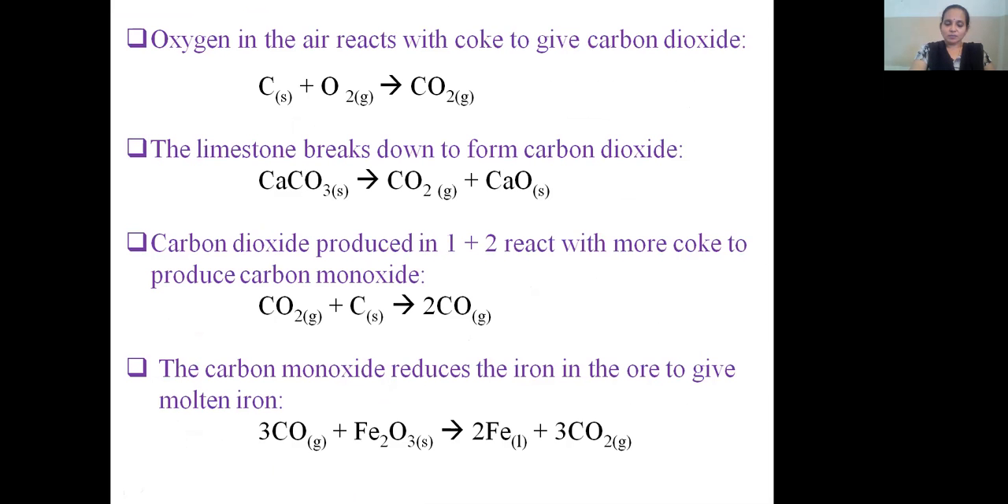Let's see once again. The oxygen in the air that we inject, the blast of air into the blast furnace, reacts with the coke to give rise to carbon monoxide. Limestone breaks down to form carbon dioxide. This carbon dioxide again reacts with carbon of coke to form carbon monoxide. Carbon dioxide produced in 1 and 2 reacts with more coke to produce carbon monoxide. Then the carbon monoxide reduces the iron in the ore to give molten iron.